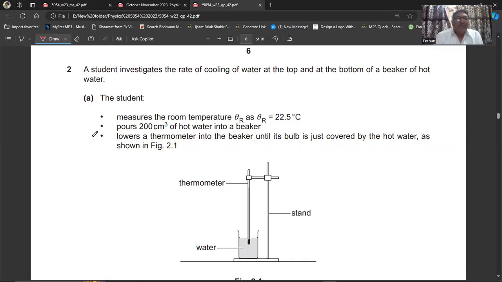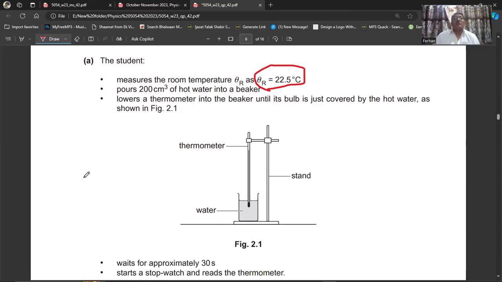Interesting. The student measures the room temperature, and that is theta R, and that is 22.5 degrees centigrade. So remember this, the room temperature is how much? 22.5 degrees centigrade. Pours 200 centimeter cube of the hot water into a beaker. Lowers a thermometer into the beaker until its bulb is just covered by the hot water, as shown in the figure. So they have dipped only the bulb of the thermometer. So now they are going to investigate the cooling rate in the top layers of the water in that beaker.